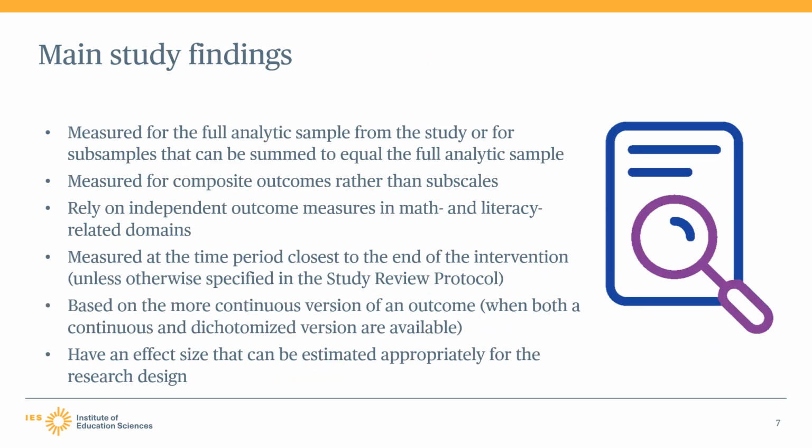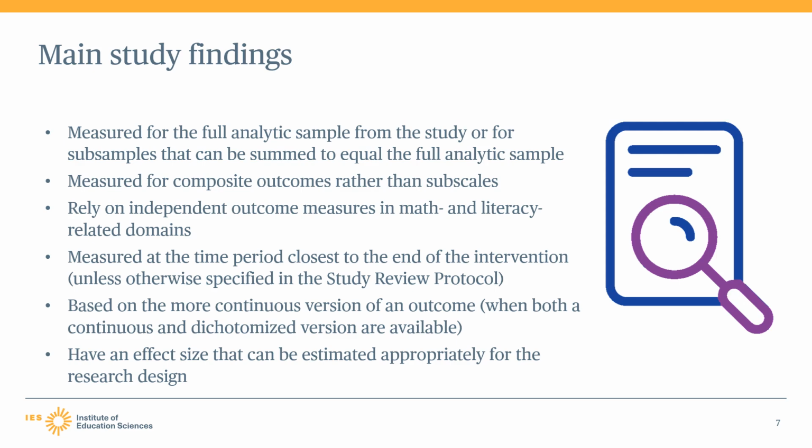So what types of findings does the WWC consider to be main findings? Main findings are based on eligible study findings that have the following characteristics. First, the finding is measured for the full analytic sample from the study, or if the study authors do not report findings for the full analytic sample, main findings can include subsamples that can be summed to equal the full analytic sample. If these types of subsamples are all available, the subsample findings contribute to a main finding, but are reported separately as supplemental findings.